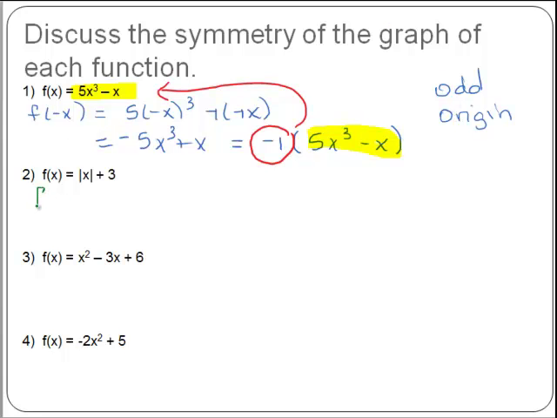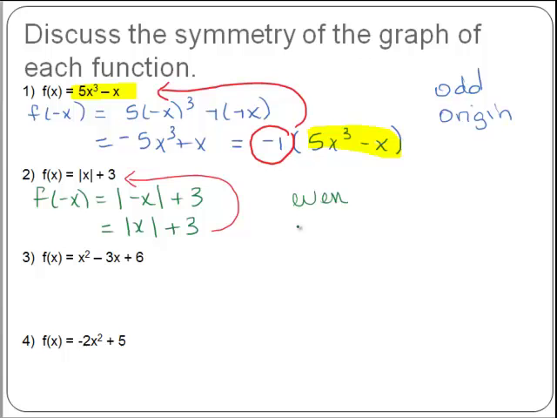How about the next one? Substitute in a negative x. So the absolute value of negative x, is that really the same thing as the absolute value of x? These two really mean the same thing, right? So this is exactly the same as what I started with. If it's exactly the same as what I started with, then I have an even function, and it is symmetric about the y-axis.